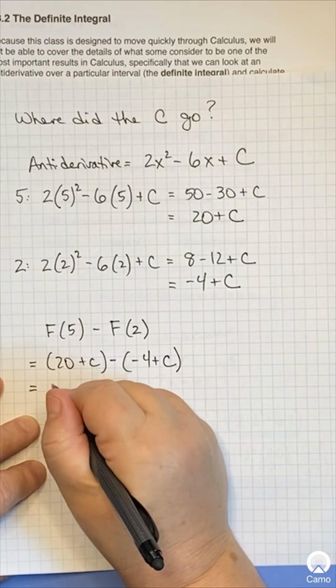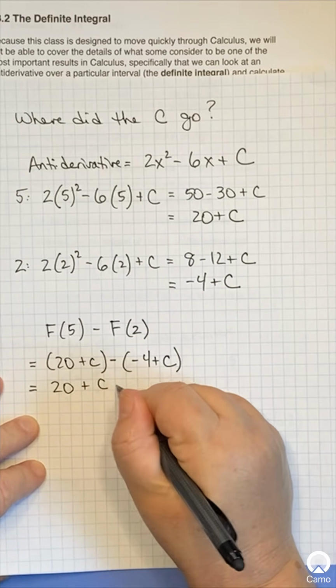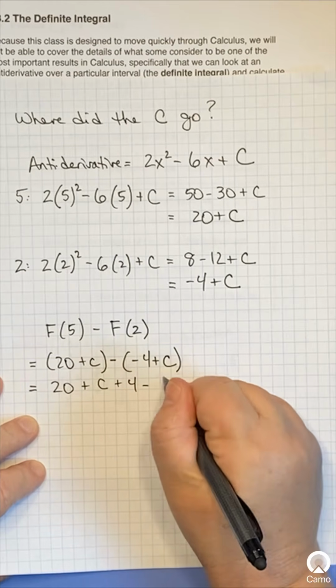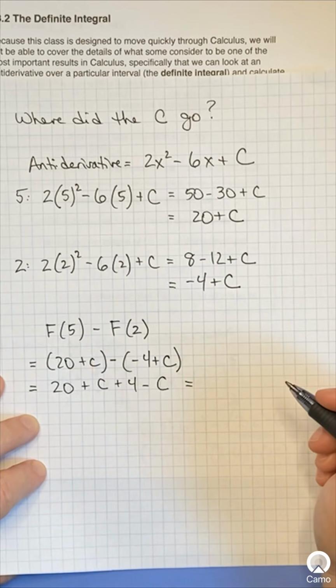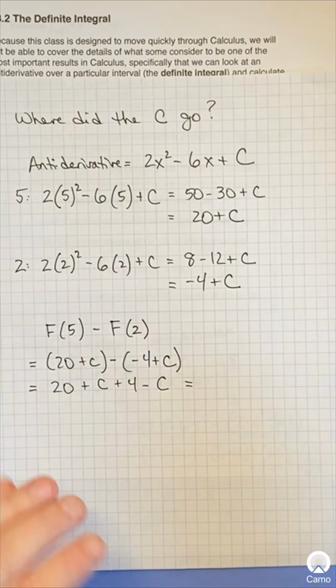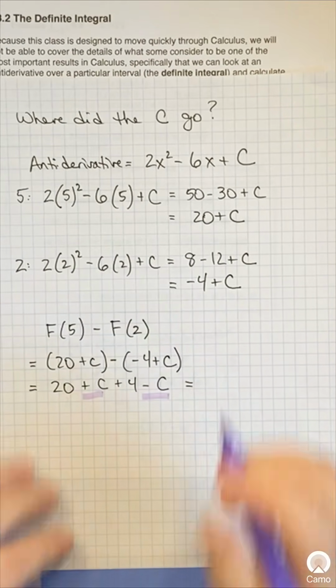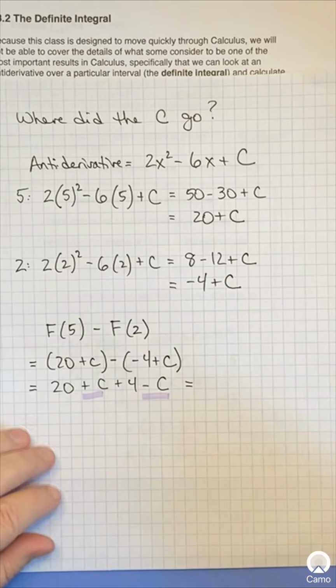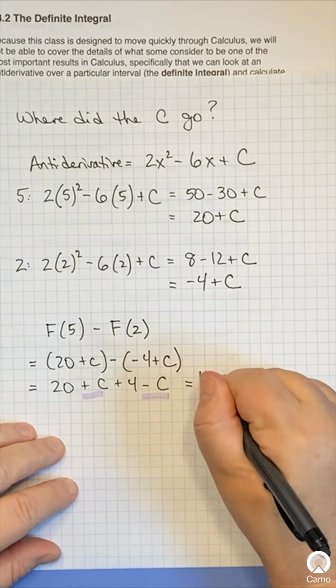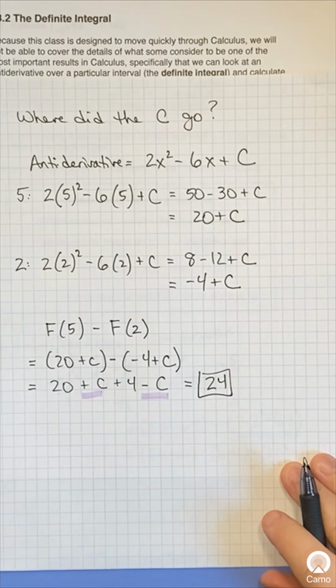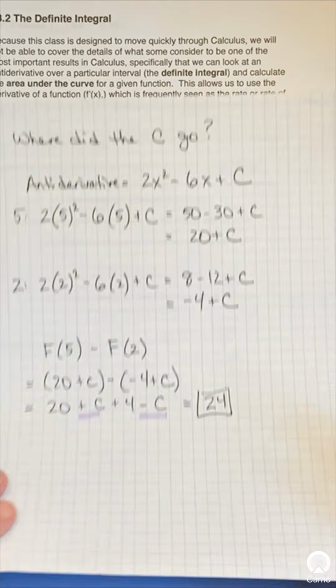Okay, so that's 20 plus c plus 4 minus c equals, and then what happens to the c's? The plus c and the minus c. They disappear. And our answer is 24. So what's happening to the c?